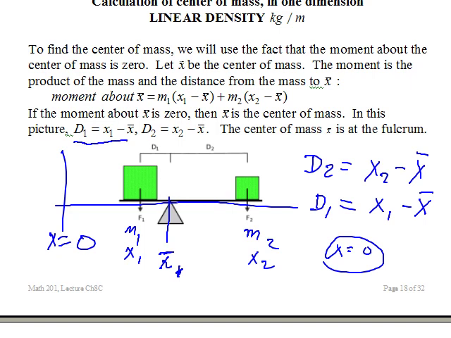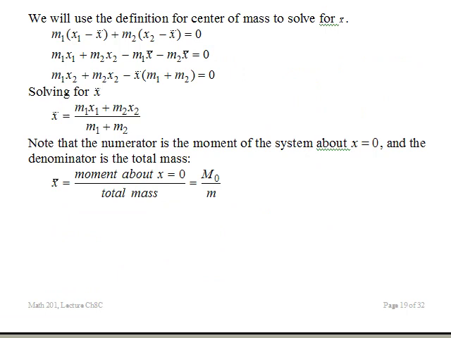So this is located at x1. Here's my x bar. This is the point where I'm taking the moment. It no longer has to be about x equals 0. It can be about any value of x. So d1 is x1 minus x bar, d2 is x2 minus x bar. The total moment is mass 1 times d1. So mass 1 times x1 minus x bar plus mass 2 times d2. So that's mass 2 times x2 minus x bar. If x bar is the center of mass, this is 0.